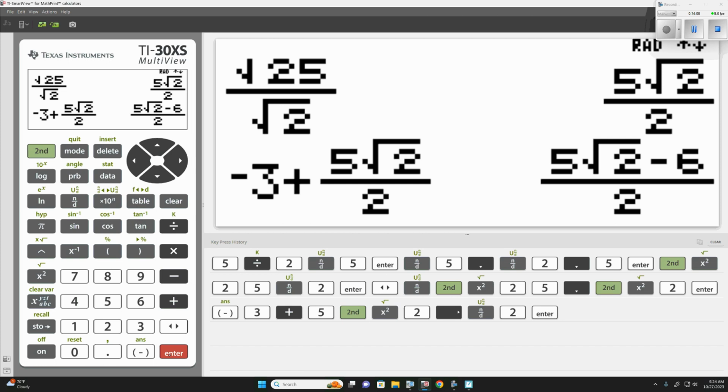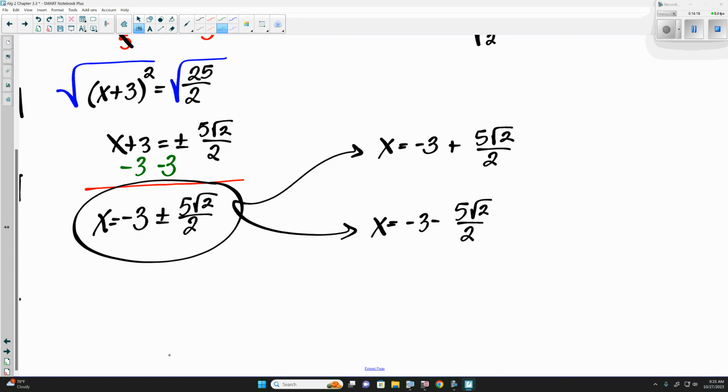Because technically this is a correct answer, 5 square roots of 2 minus 6 over 2 is still the answer, just combined into a single fraction. Questions on this here? Questions on any of this so far?